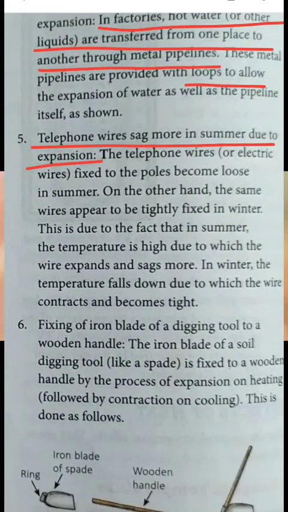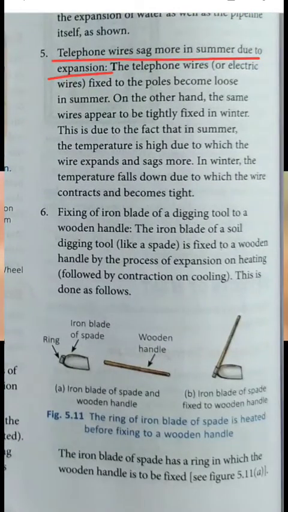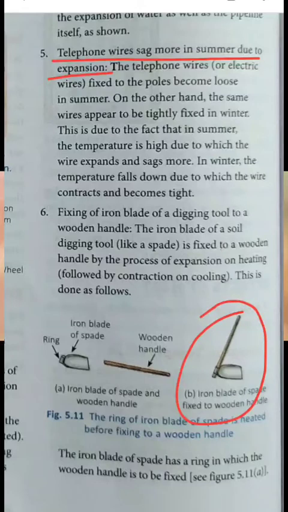Now next is fixing of an iron blade of a digging tool to a wooden handle. See, in a spade we have a wooden handle and an iron blade. Now this blade has been fixed with the help of expansion and contraction. Here you can see fixing of an iron blade of a digging tool to a wooden handle. The iron blade of a soil digging tool is fixed to a wooden handle by the process of expansion. First, there is a ring here, where the wooden handle will go inside.